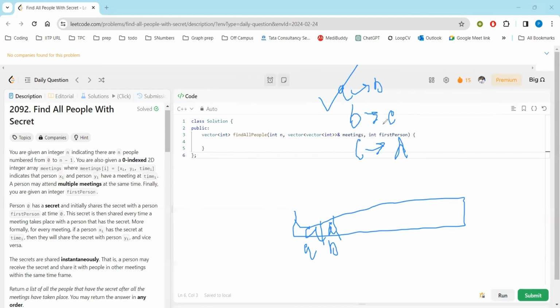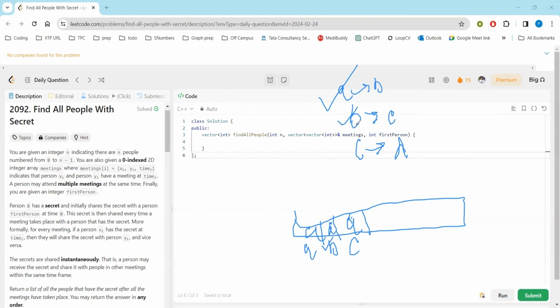Now, suppose if there is a meeting between B and C, we will mark the parent of C as the ultimate parent of B. So in this case also the ultimate parent of C will be A.